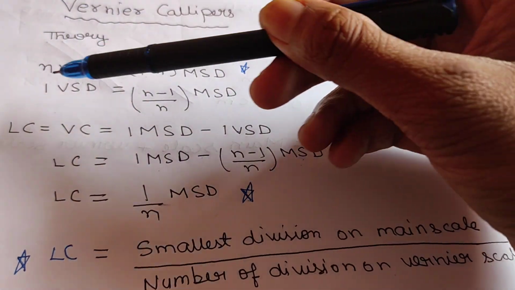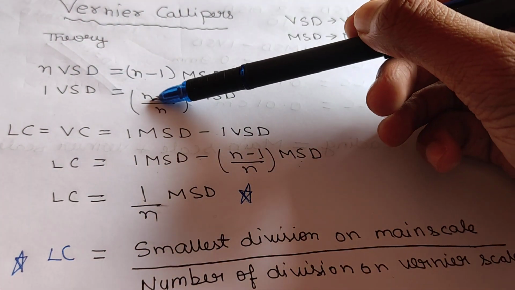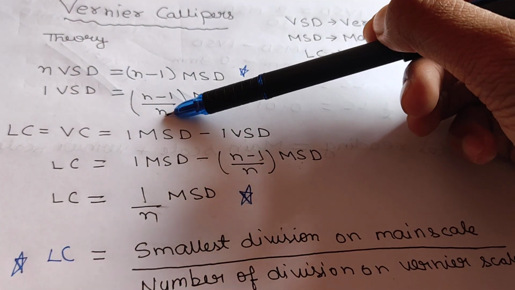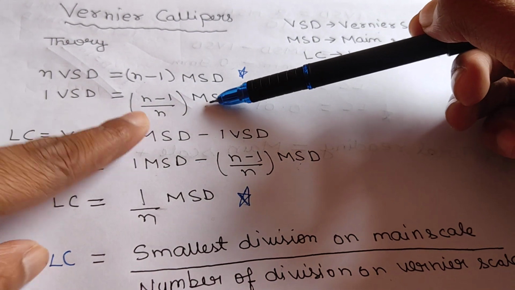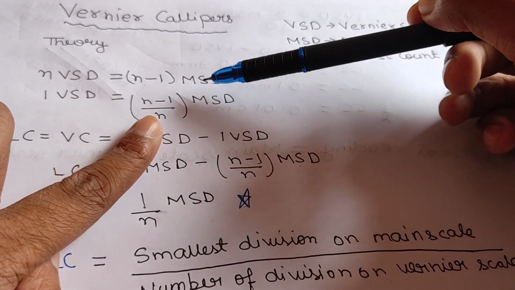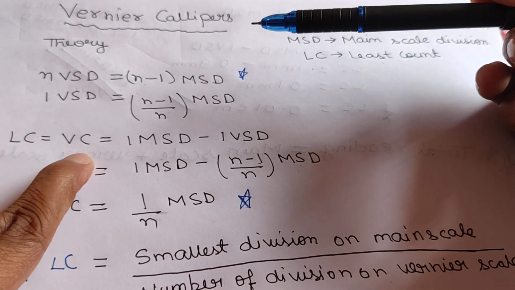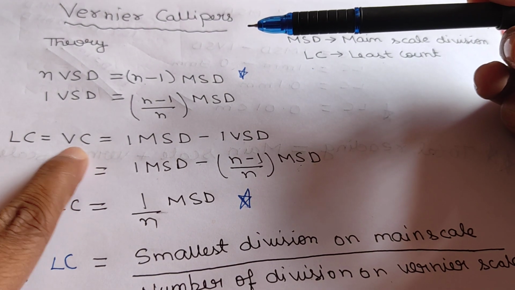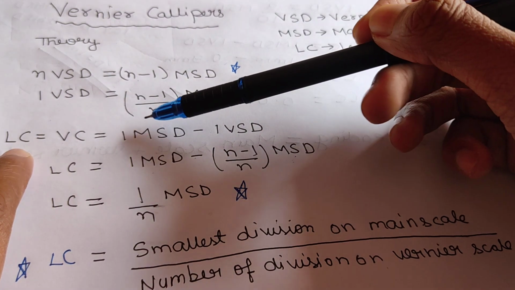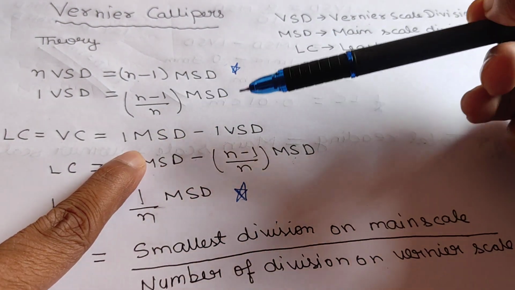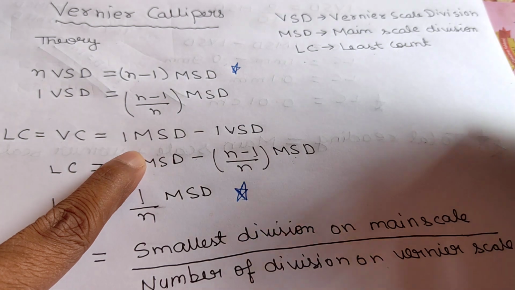If you take 1 VSD, it will become n minus 1 by n MSD, because the total is divided by n. The least count is also known as the Vernier constant. VC stands for Vernier constant, LC stands for least count. So the least count is equal to 1 MSD minus 1 VSD.